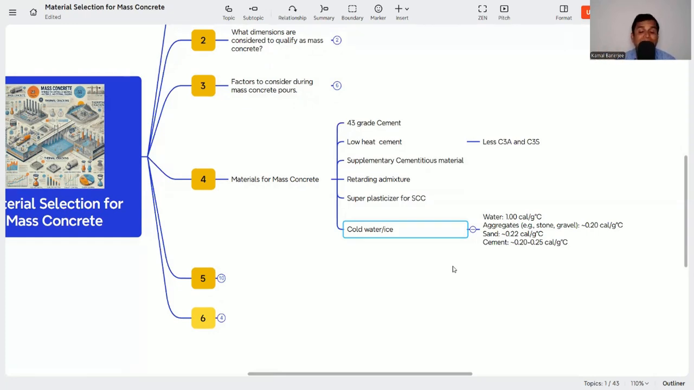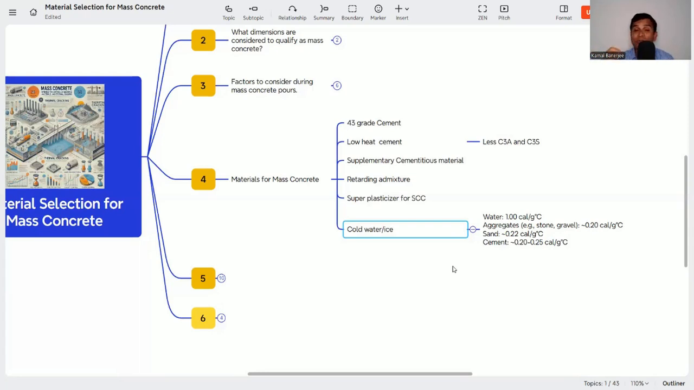Now the best way to reduce the placing temperature is to use cold water or ice. Why is ice better than cold water? Because the latent heat of ice is 540 kilojoules. So between 1 gram of water and 1 gram of ice, there is a difference of 540 kilojoules of heat. When the ice melts, it takes the latent heat from the heat of hydration, from the mix. So the temperature of the pouring concrete will be less, and our peak will also be less. That is why it is important to use ice or cold water.